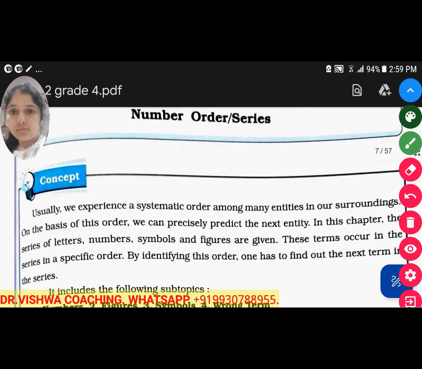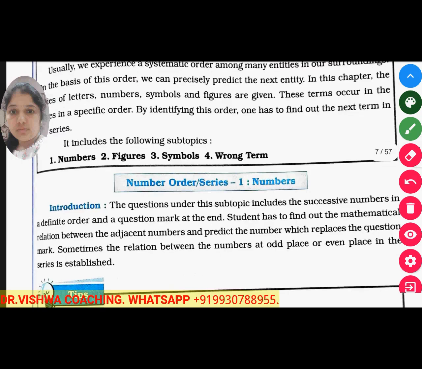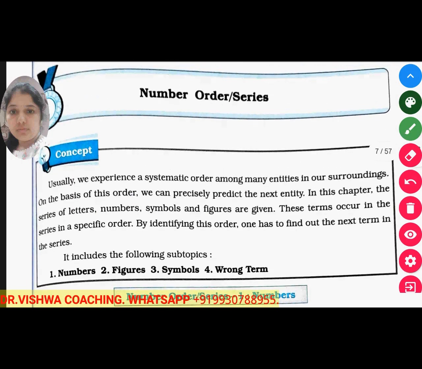Okay, so number order and series mainly. Order and series both are synonyms of each other. Now see, we had seen in the last topic about classification, in which four quantities are given to you, and out of the four, three resemble the same group, but one is odd in that group. So this was the theme for classification.